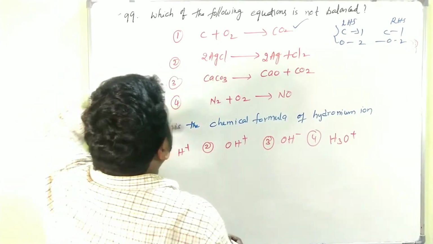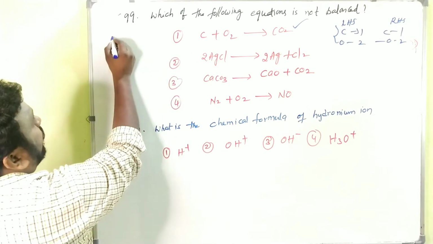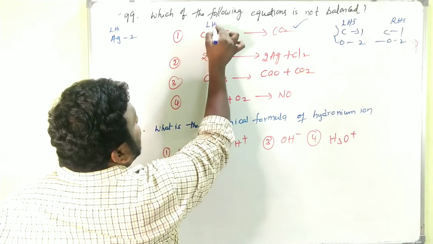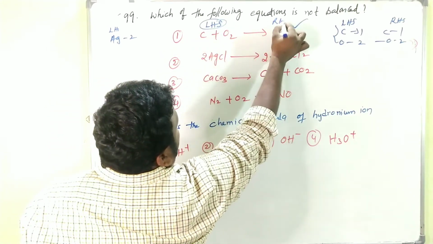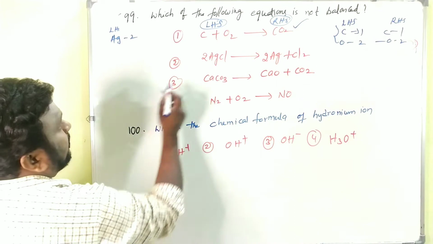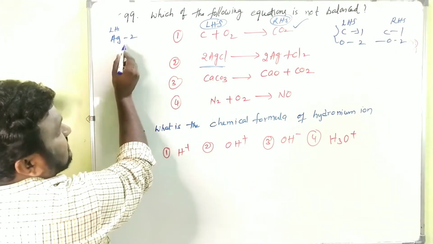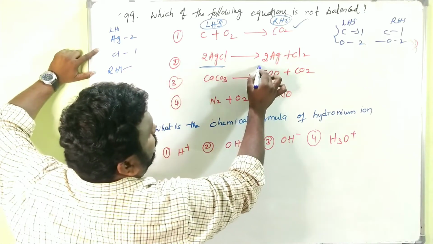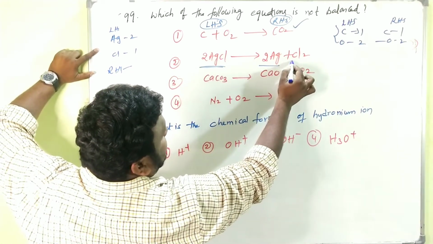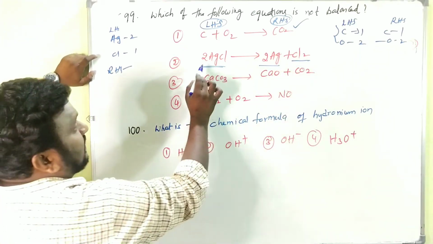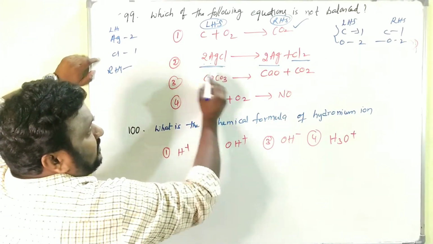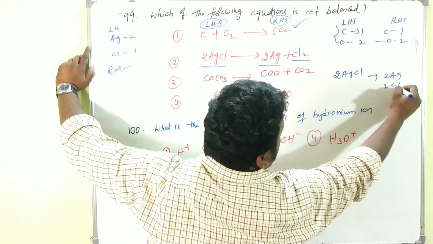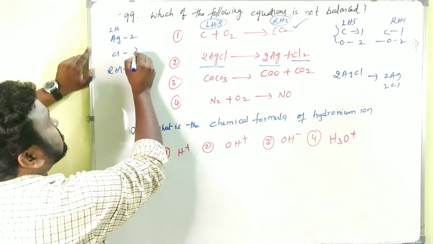Next, the second equation. In the reactants how many Ag are there? 2. Generally we call this the LHS and this the RHS. In AgCl, how many are there? 2 Ag and Cl is 1. Then on the RHS how many? 2 Ag and Cl2. Here 2 AgCl means 2 Ag and 2 Cl are there. That's why Cl is also 2.